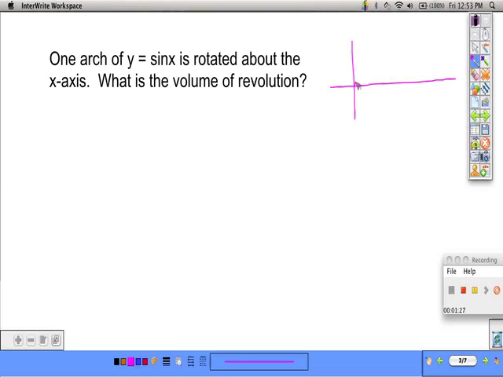So we're taking the graph of sine x and rotating one arch of it around the x-axis. One arch would be referring to that part. So we're integrating pi times a definite integral from 0 to pi of sine squared with respect to x. And to evaluate this integral, we need to look back at page 727 in the text.